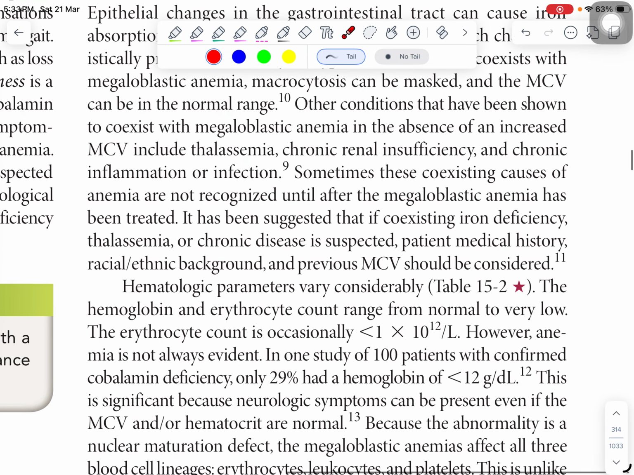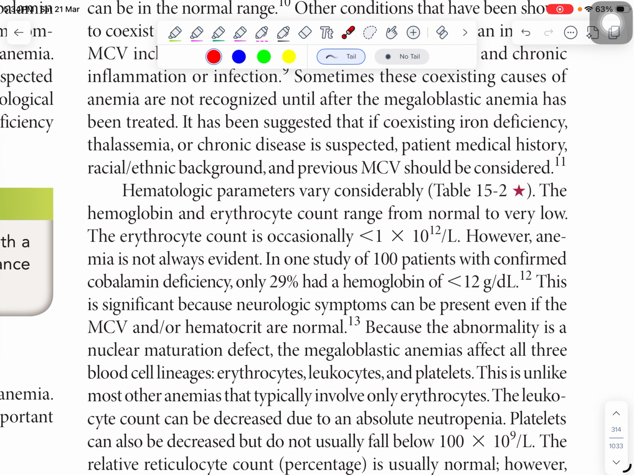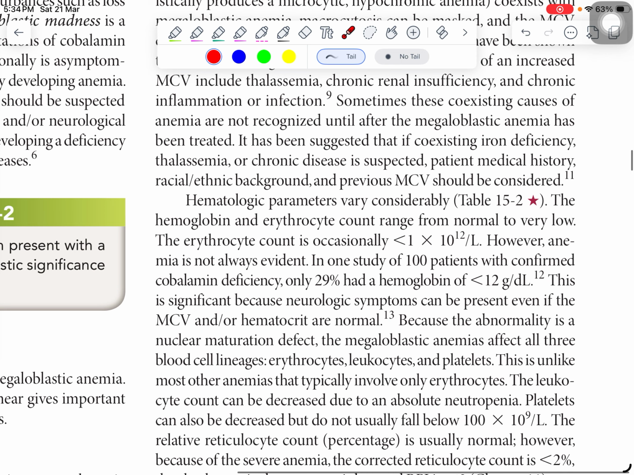Other conditions that have been shown to coexist with megaloblastic anemia in the absence of increased MCV include thalassemia, chronic renal insufficiency, and chronic inflammation or infection. Sometimes these coexisting causes of anemia are not recognized until after the megaloblastic anemia has been treated. It has been suggested that if coexisting iron deficiency, thalassemia, or chronic disease is suspected, patient medical history and previous MCV should be considered.